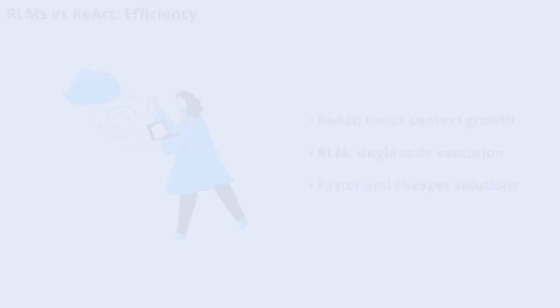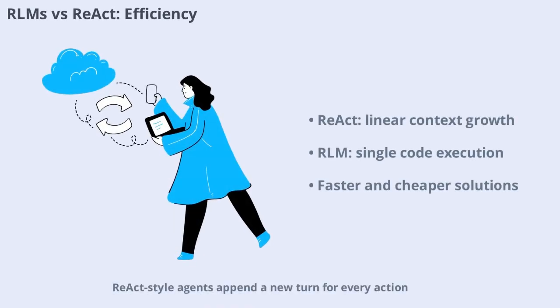React-style agents append a new turn for every action, causing the context to grow linearly and requiring the model to reselect tools at each step. In contrast, RLMs operate more like writing a single, well-structured program. The model generates code, runs it, and maybe tweaks it once. This leads to faster, cheaper, and more focused problem-solving, especially for complex tasks that would otherwise require many back-and-forth interactions.